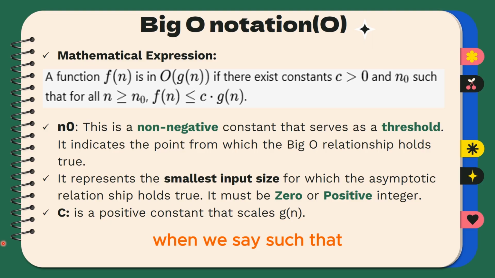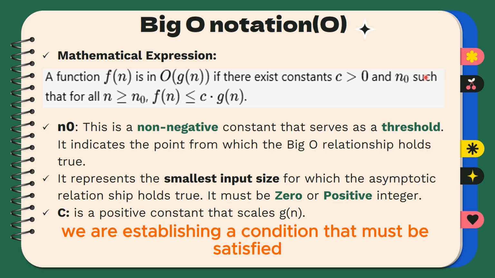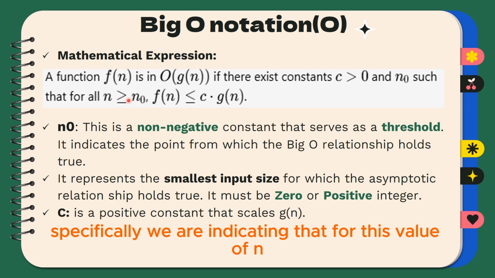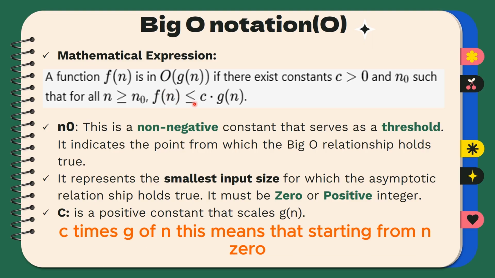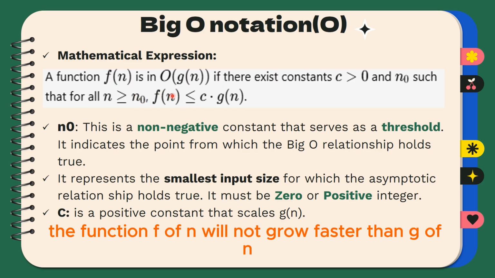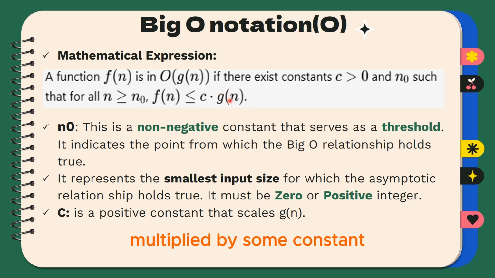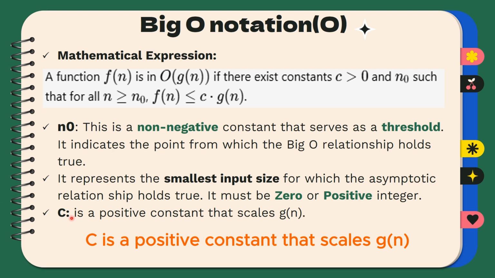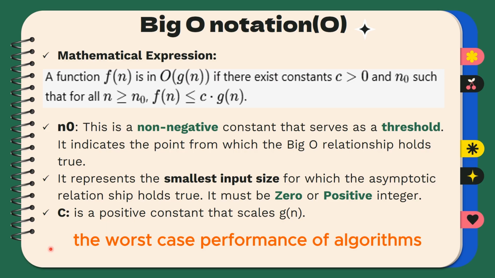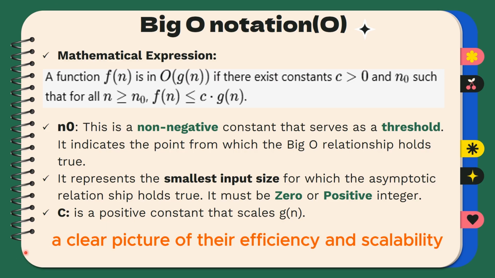When we say "such that," we are establishing a condition that must be satisfied for all n that are greater than or equal to n0. Specifically, we are indicating that for these values of n, f(n) is less than or equal to some constant c times g(n). This means that starting from n0, for all larger values of n, the function f(n) will not grow faster than g(n) multiplied by some constant. In this expression, c is a positive constant that scales g(n). This framework allows us to analyze the worst-case performance of algorithms, providing a clear picture of their efficiency and scalability.